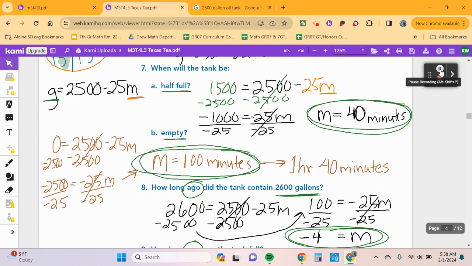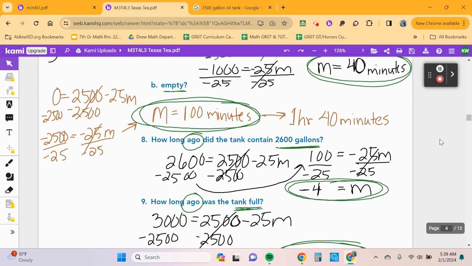Then for 7B, my work is in brown to the left. I know that when it is empty, there are 0 gallons in the tank, so I substituted that in. And again, my steps were the same. I subtracted 2,500 from both sides, and then I divided both sides by negative 25. I got m is equal to 100 minutes. Now, we want to keep it in minutes for our table and our graph. However, just know 100 minutes, if it were to ask us specifically about the time, would be an hour and 40 minutes because there are 60 minutes and then 40 additional minutes left over.